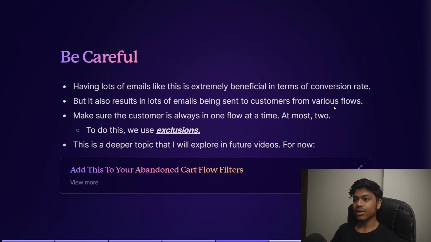So the next one is be careful. Now, when you have like 8 emails in a flow, 7 emails in a flow, what is going to happen is that obviously your conversion rate is going to go up.